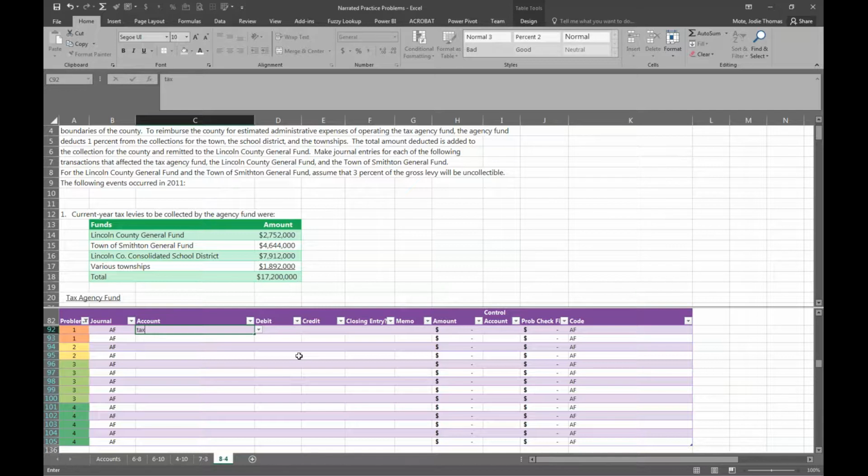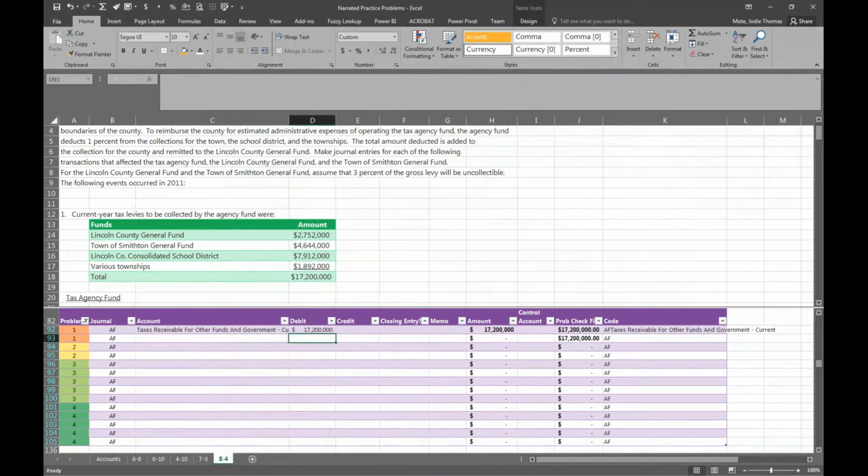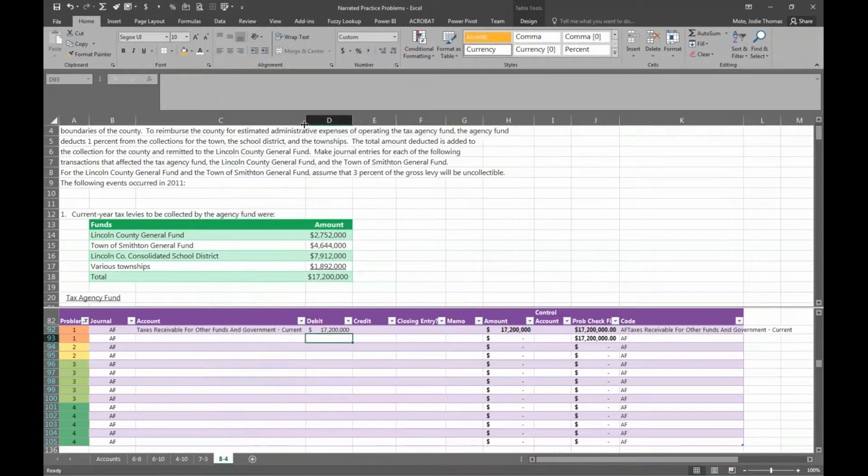Okay. So let's see. Thought it would pop up here. Taxes receivable for other funds and governments current. All right. And that's going to be 17,200,123. And we're recording this kind of in gross right now. You'll see when, let me expand that so you can see the current part.